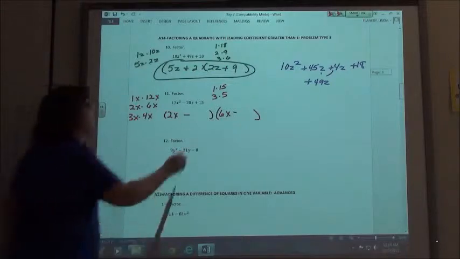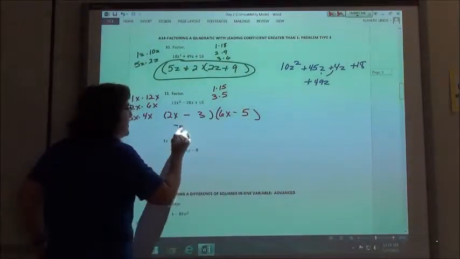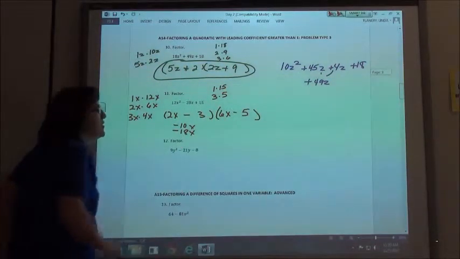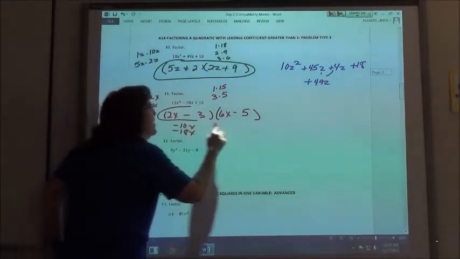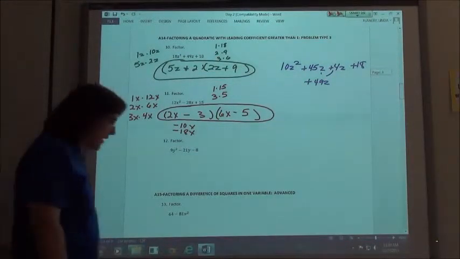So if I try the 3 and the 5, that's going to give me negative 10x. That's going to give me negative 18x. And sure enough, negative 10 plus negative 18 is negative 28. So I found the pair that works, 2x minus 3 times 6x minus 5. Again, if you wanted to, you could FOIL that out and check it.